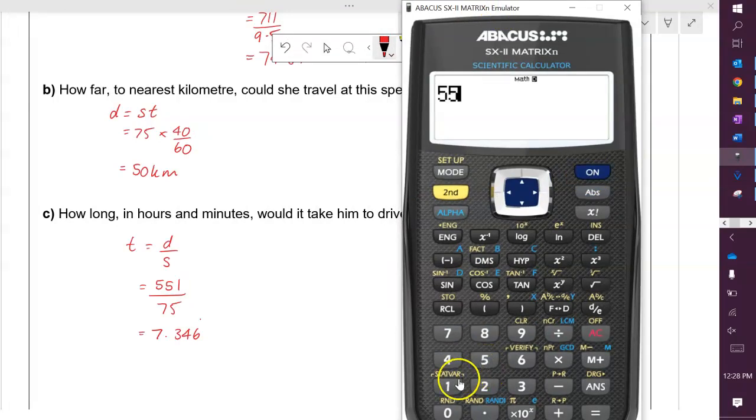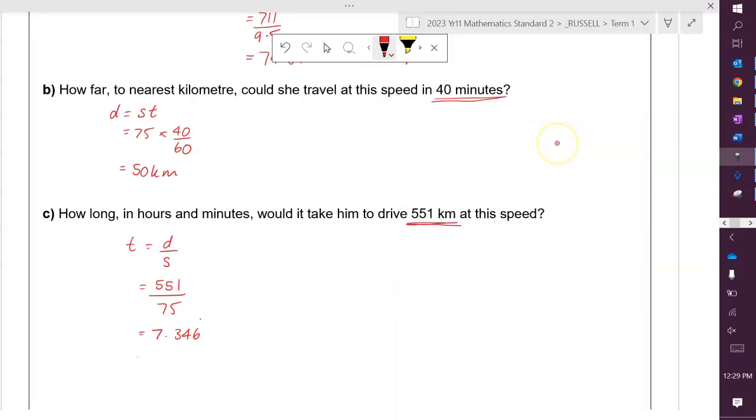I'll put this into the calculator to show you how to turn this into hours and minutes. 551 over 75 equals, so this is my decimal, but I need to turn this into hours and minutes. What we're looking for is the DMS button, which means degrees, minutes and seconds. If I hit that, the first number is hours, the second is minutes, and the last is seconds. If we're rounding to the nearest minute, if this last number is over 30, because that's half of 60, I'm going to round this one up. So this is going to become 7 hours and 21 minutes.